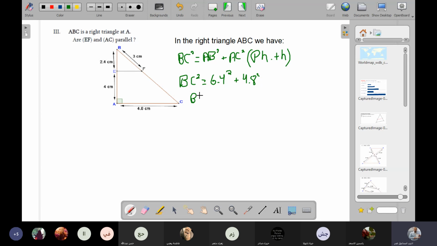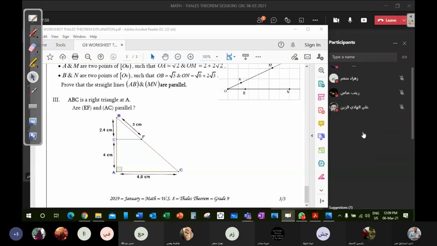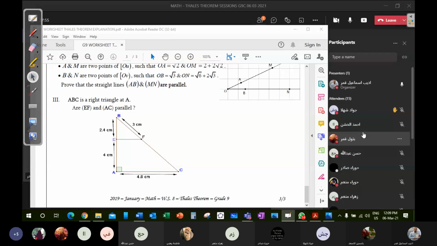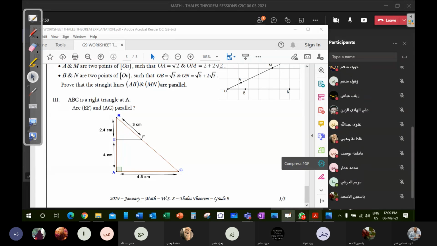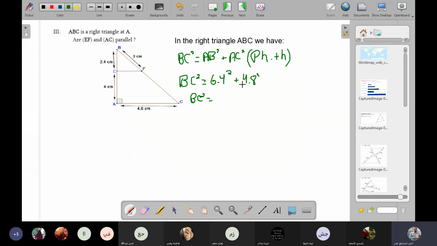Who has the answer? Please raise your hands. Who has an answer for this? BC square equals 6.4 square plus 4.8 square.